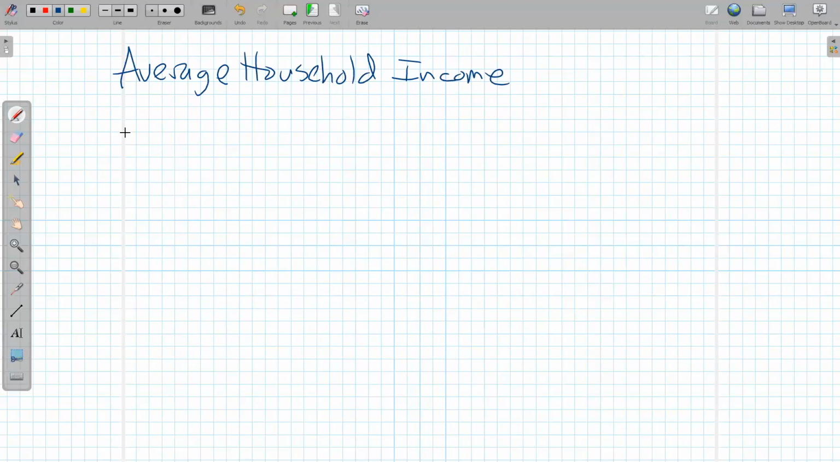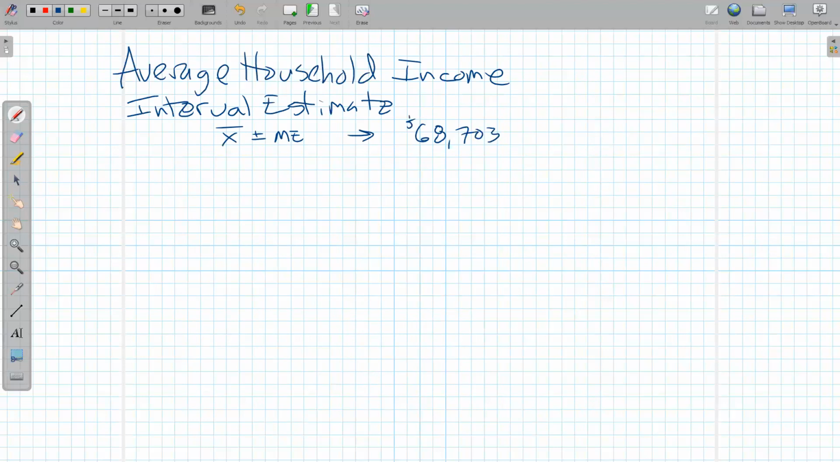And now I'm going to state an interval estimate. There's a few ways to do that. Shorthand, longhand, an interval instead of a point estimate. One way I already mentioned would be to just write, here's the sample mean, plus or minus my margin of error. So I could say that 68,703 is my center, plus or minus that $904.